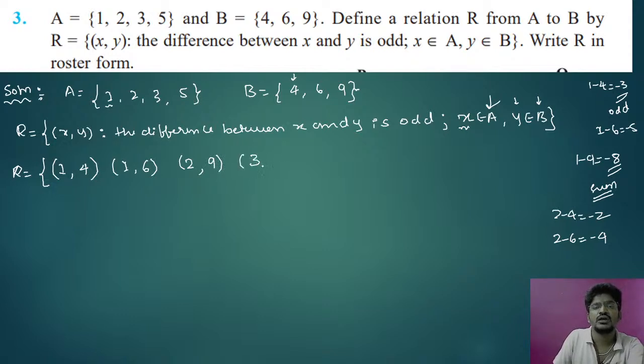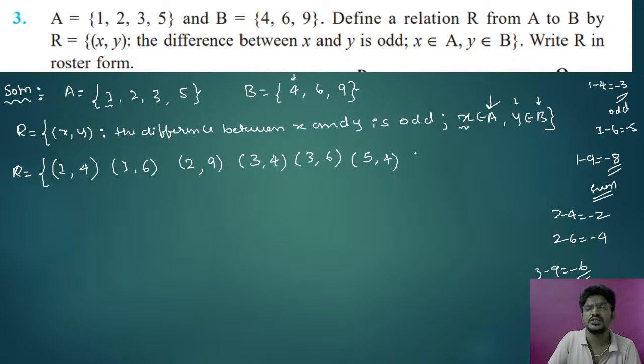Next I will go for 3. 3 comma 4 I can write because 3 minus 4 is minus 1. Next I can write 3 comma 6 because 3 minus 6 is minus 3. No problem. I can't write 3 comma 9 because 3 minus 9 is minus 6, which is even. So I will go for 5. 5 comma 4 I can write because 5 minus 4 is 1. 5 comma 6 I can write because it will be minus 1. 5 comma 9 I can't write because it will be minus 4.